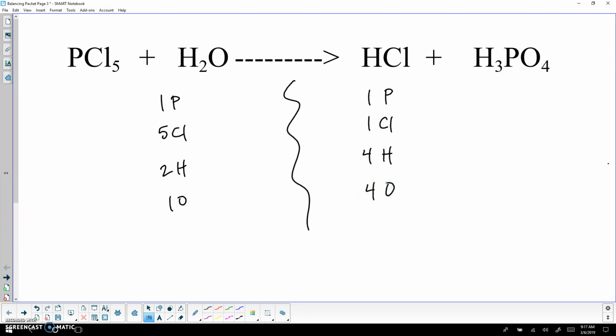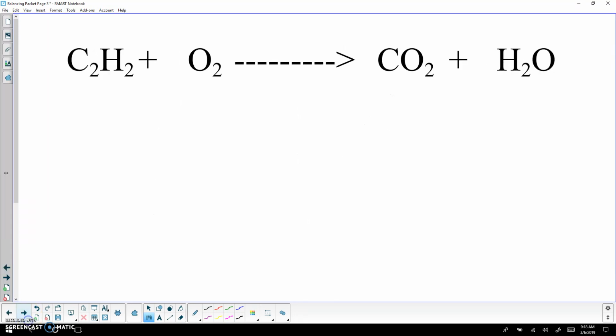Okay, phosphorus looks good. I have 5 chlorines and 1 chlorine, so if I put a 5 in front, the chlorine turns into 5, but it also affects my hydrogen, so I have 5 here plus these 3. I now have a total of 8 hydrogen and 2 hydrogen. If I put a 4 in front of here, 2 times these 4 will give me 8. Now my oxygen turns into 4, and we're balanced. 1, 5, 8, 4 on both sides. 1, 4, 5, and 1 are the coefficients.